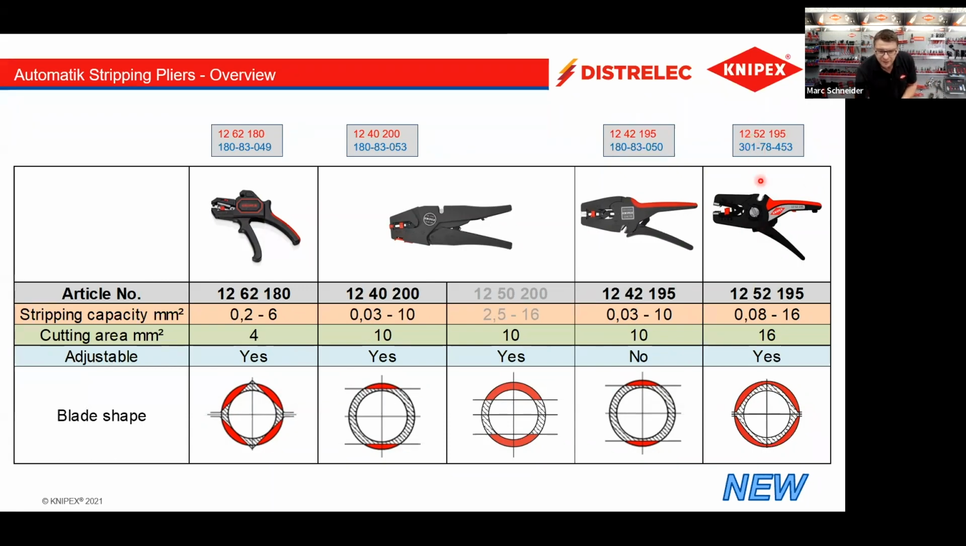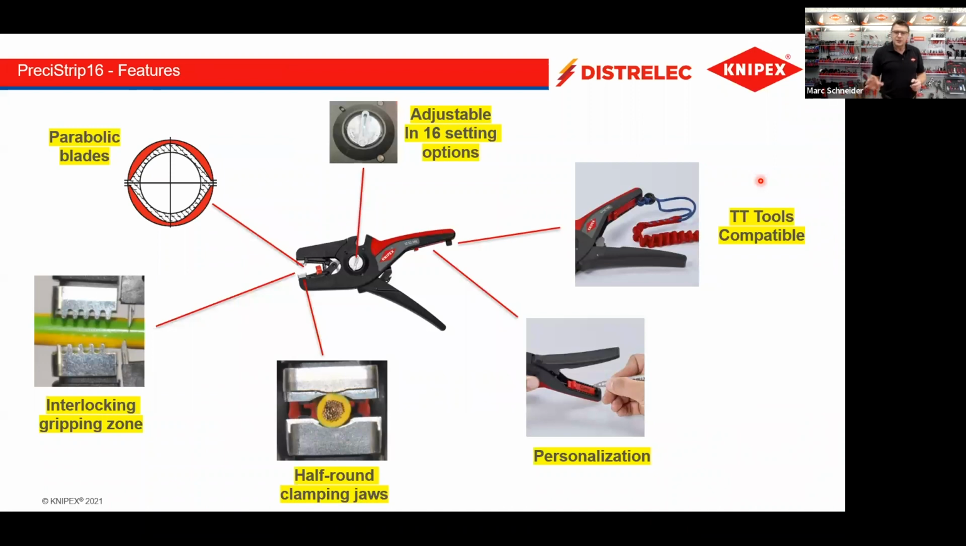12-5295. The Distrelec 16 is the most modern automatic wire stripper on the market today. This model includes the following features: parabolic blades, so we cut more than we rip off. The tool is adjustable in 16 setting options, so 8 in plus and 8 in minus.